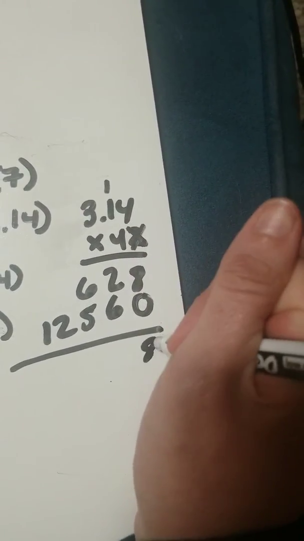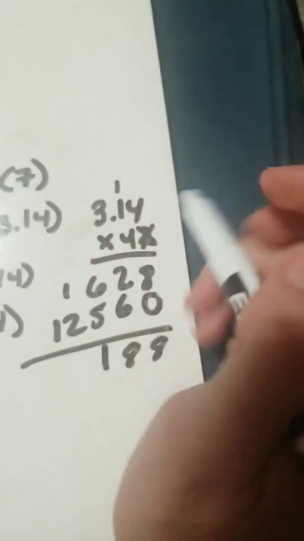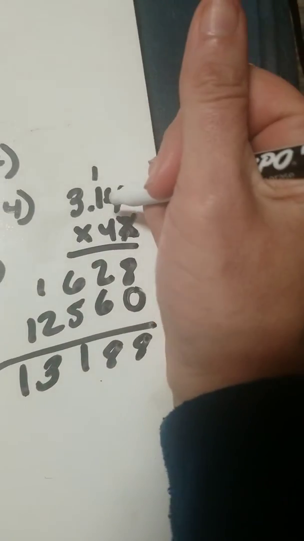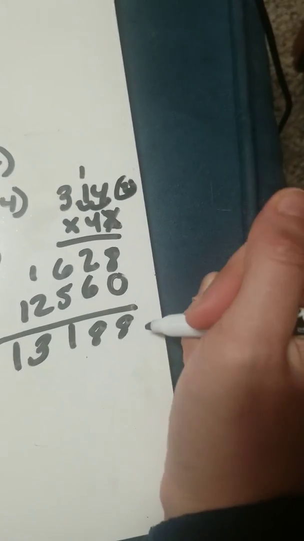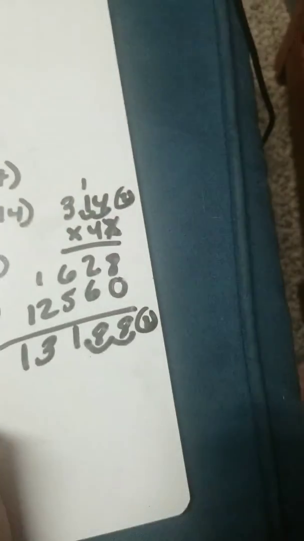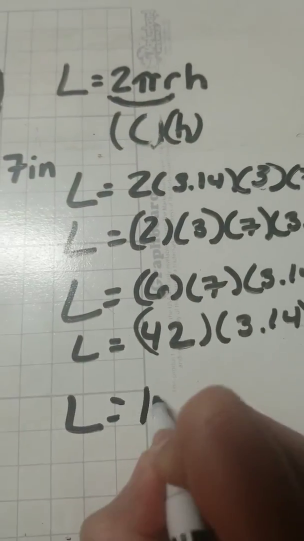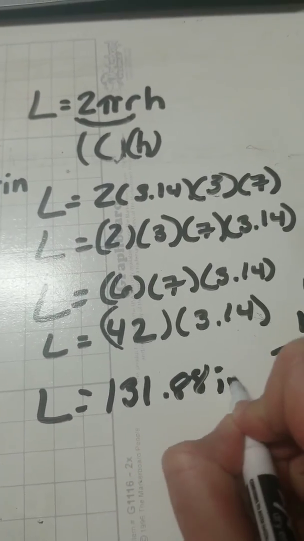So 8 plus 0 is 8. 2 plus 6 is 8. 5 plus 6 is 11. Carry a 1. 1 plus 2 is 3. And then a 1. So in my original problem, there are 2 decimal places in this number, which means that my answer also has to have 2 decimal places. So I start here and I go 1, 2. So my lateral surface area of this cylinder is 131.88 inches squared.